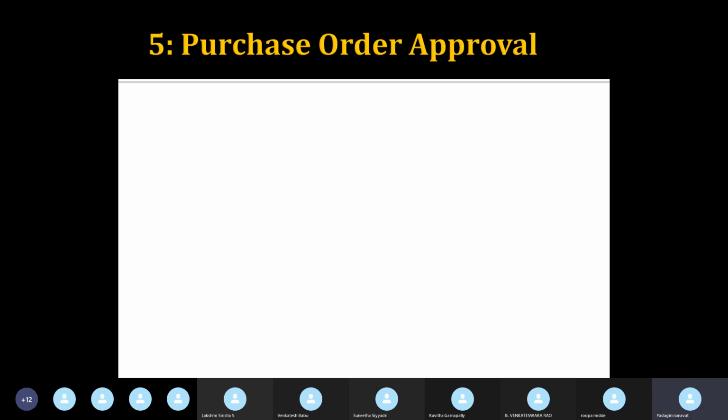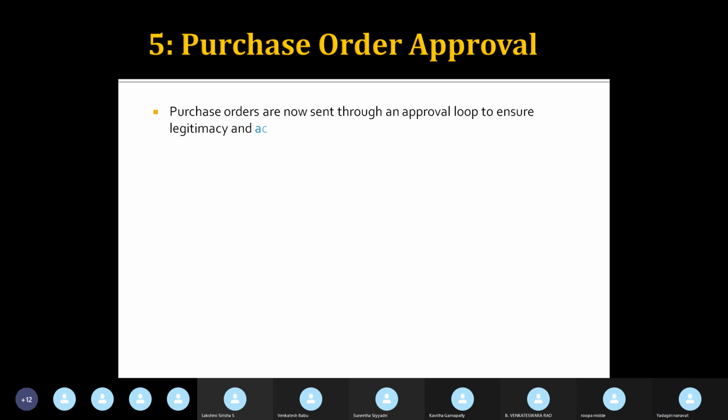Fifth one is purchase order approval. Purchase orders are now sent through an approval loop to ensure legitimacy and accuracy of specifications. Approved purchase orders are then dispatched to vendors. Once the orders are okay, they will be dispatched to vendors.